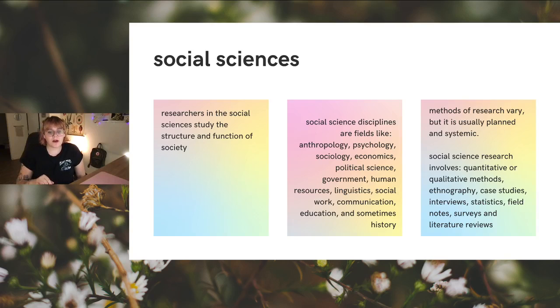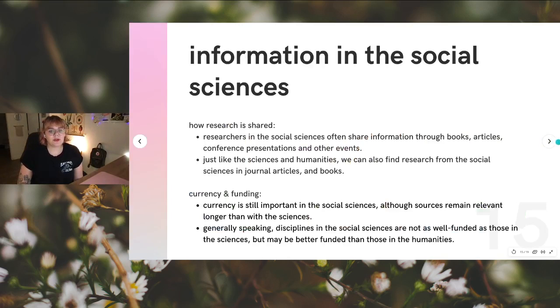Social science research often involves quantitative or qualitative methods, ethnography, case studies, interviews, statistics, field notes, surveys, and literature reviews. So just like information in the sciences and humanities, researchers in the social sciences often share information through books, articles, and at conferences and through presentations. We can also find research from the social sciences in journal articles and books. So currency and relevancy are still important in the social sciences, although sources usually remain relevant longer than with the sciences. Disciplines in the social sciences are traditionally not as well funded as the sciences, but may be better funded than disciplines in the humanities.